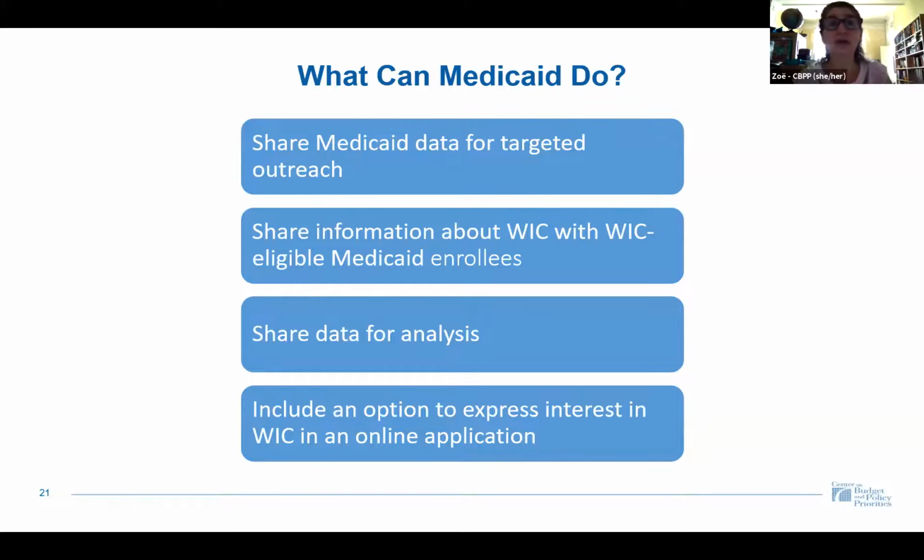If you're in a state like that, or a state that simply hasn't set it up yet, a good fallback is to share information about WIC with WIC eligible Medicaid enrollees. So pregnant people or families with children under 5. Another thing that the Medicaid program can do, even if they can't share individual information, is share data with the state WIC program for further analysis, so they can identify where there are gaps and think about how best to fill them. And then another opportunity here is to create, if there's an online Medicaid application, a mechanism within that to express interest in WIC and to have information shared with WIC that way.